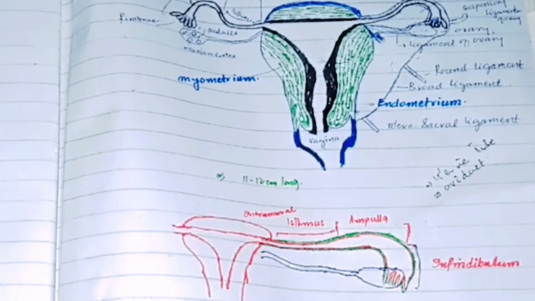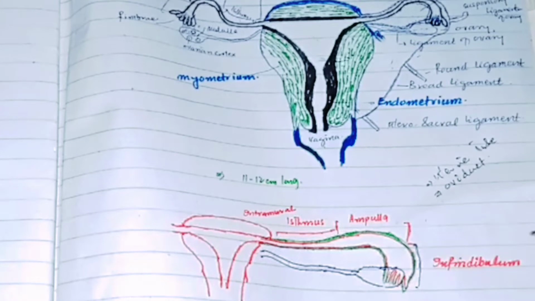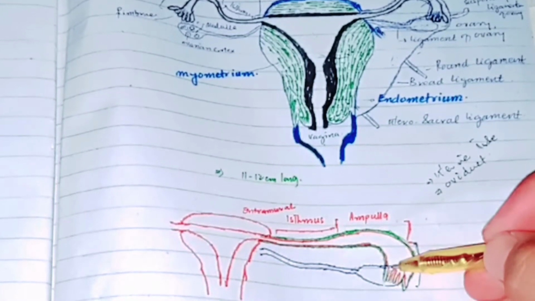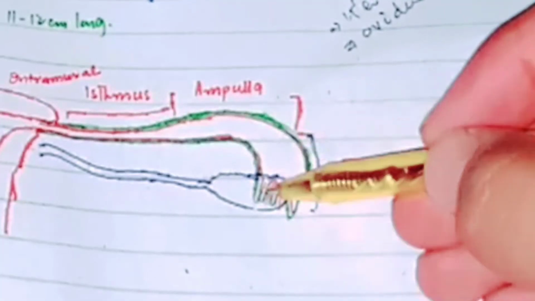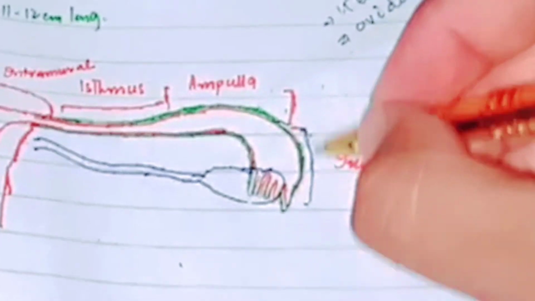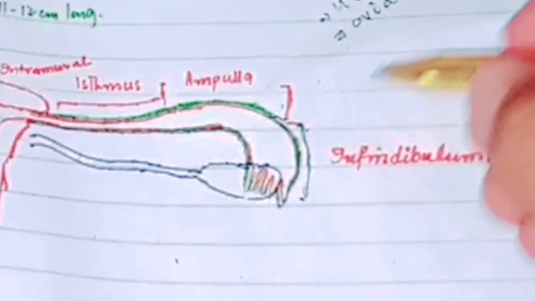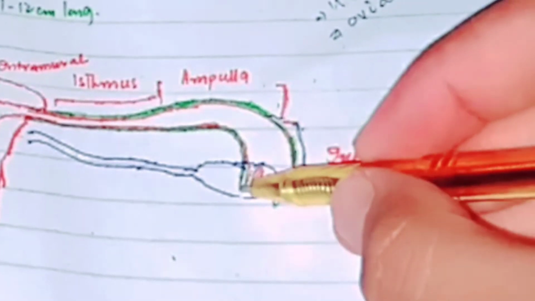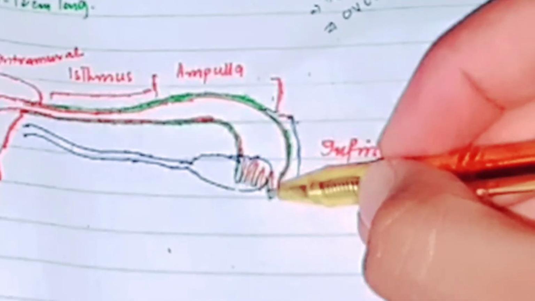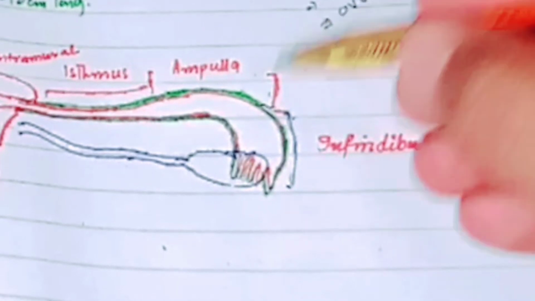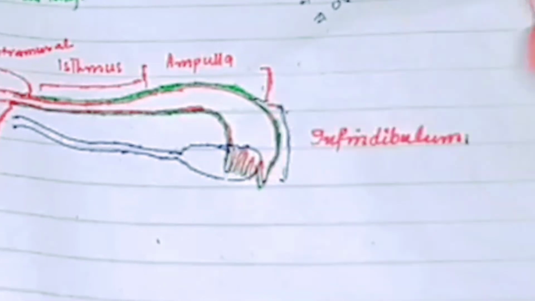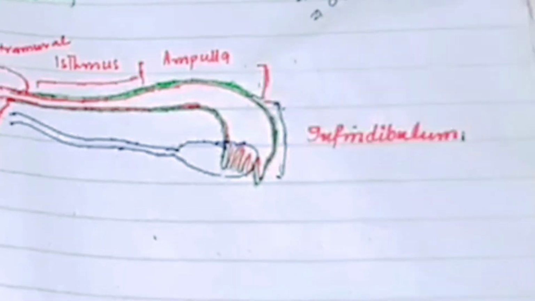The fallopian tube has mainly four parts. One is the infundibulum. Here you can see this portion which rests above the ovary. This portion of the fallopian tube is called the infundibulum, which is from here up to here. The infundibulum has finger-like structures, and at the end these finger-like structures are called fimbriae. The fimbriae sweep the oocyte when it is released from the follicle into the fallopian tube.